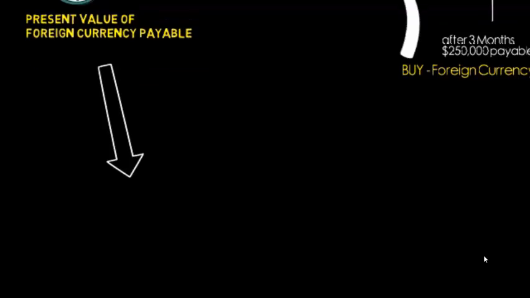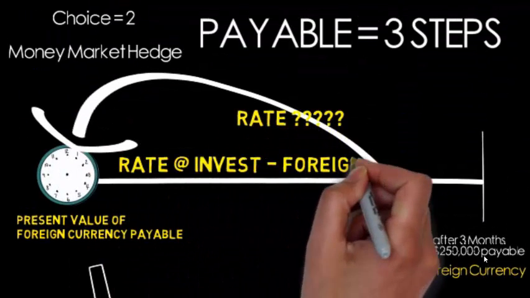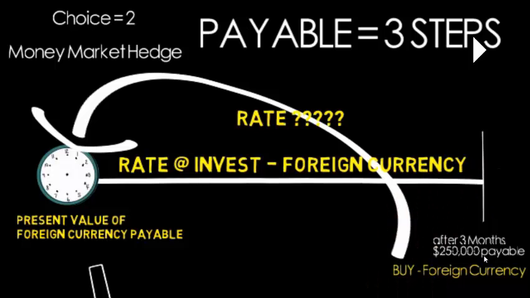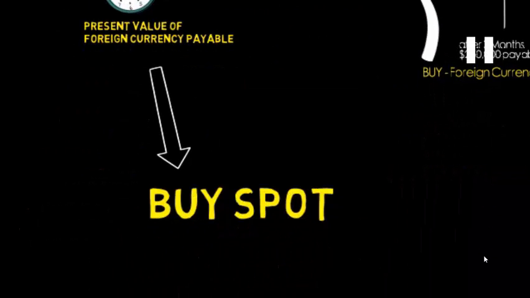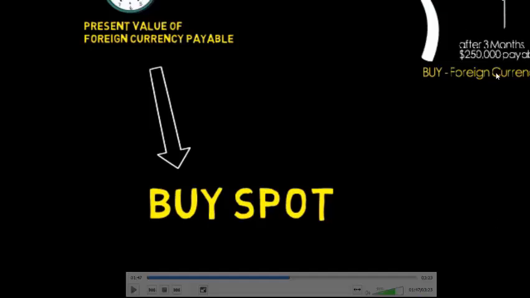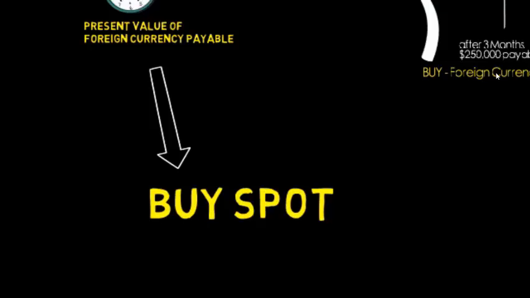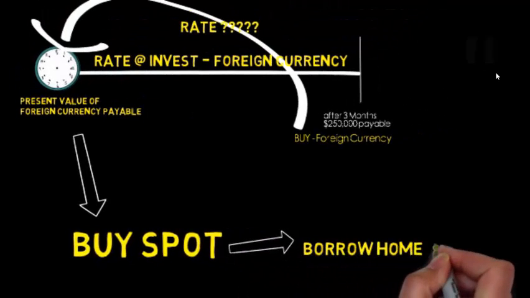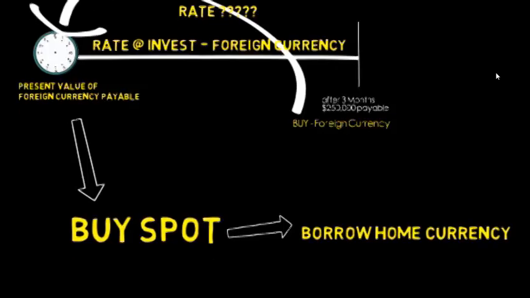Now, there might be confusion sometimes relating to the interest rate to be used. So this interest rate will be the investing rate in terms of the dollar, that is the foreign currency. And then we are going to buy this spot, that is, we know the present value of this payable amount, and then we will buy the foreign currency. And then after buying this spot, the money we require is the home currency. So what we are going to do is borrow that home currency.